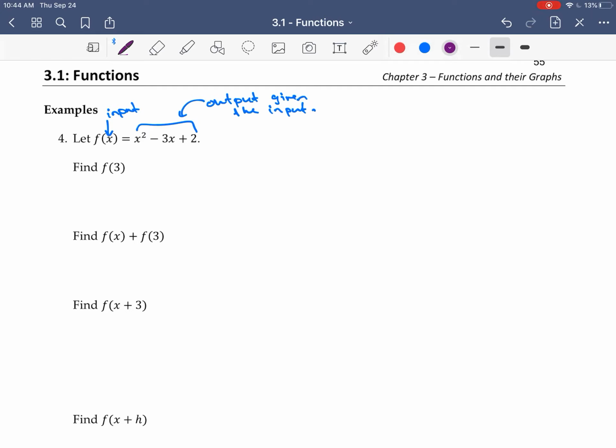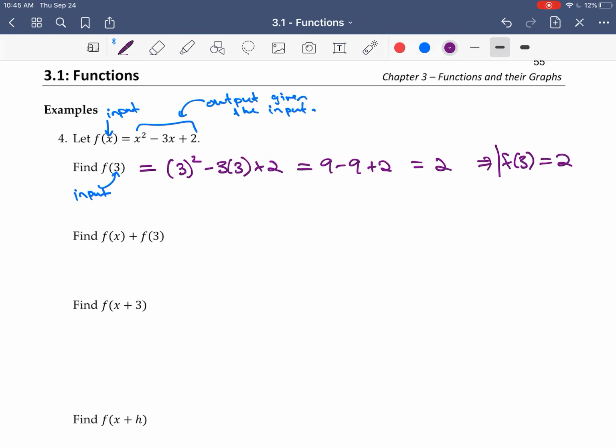Computing f of 3 is probably something you know how to do. Everywhere you see x, we're going to put in 3. So 3 is our input. That's what we're putting into our machine, and then we're using this formula to get our spit out value. So it's going to be 3 squared minus 3 times 3 plus 2. So I get 9 minus 9 plus 2, so I get 2. So f of 3 is equal to 2.